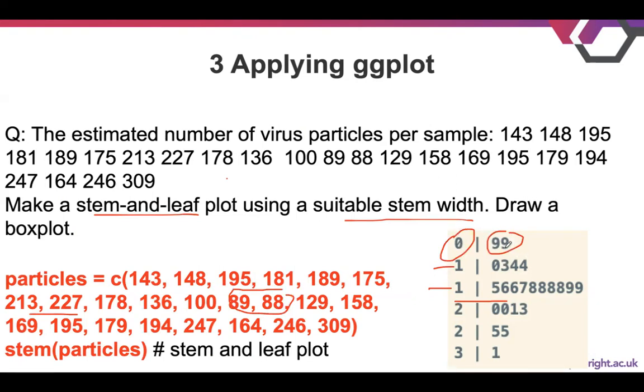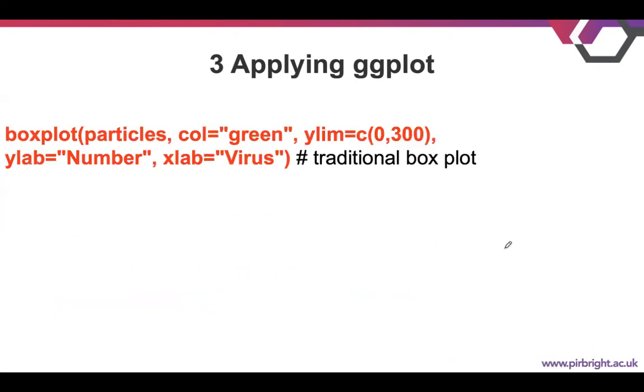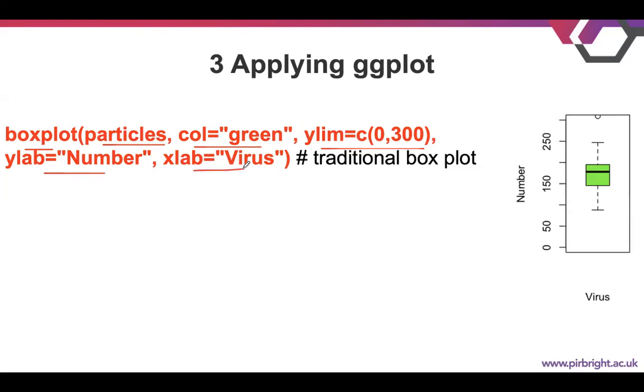So this is one way of visualizing different data sets. When we look further, we can do a box plot using the simple base boxplot function. So we read our data in, give it a color, limit the y-axis if we want, and maybe label the y-axis as well, supplying the number of viruses in this box plot. So you can see there we've got a very simple numerical summary of the same data set.